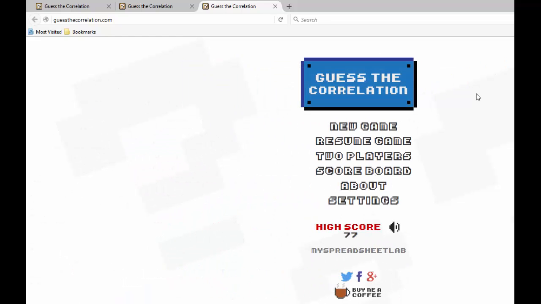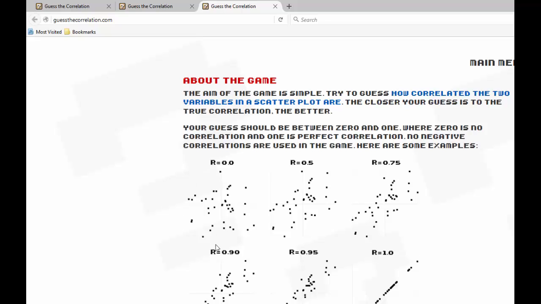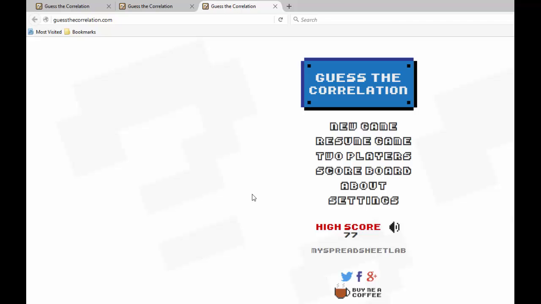Let's go back, and we go to the About screen, and it gives you a little review. See how the R value of 1 is a perfect line. They line up perfectly. And as you go down, it gets more and more scattered. Here, you can just barely see the trend, and then over here, an R value of 0, there's no direction at all.